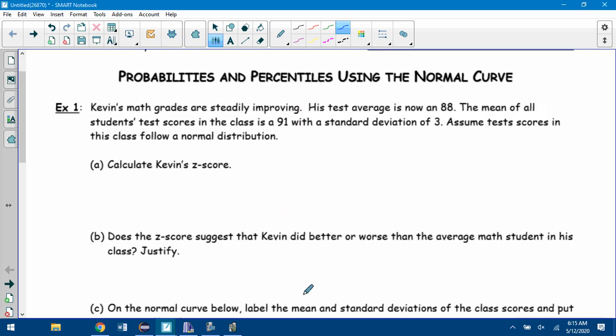It says Kevin's math grades are steadily improving. Good job, Kevin. His test average is now an 88. The mean of all students' test scores in the class is a 91 with a standard deviation of 3. Assume test scores in this class follow a normal distribution. Calculate Kevin's z-score. Okay, so z-score, like we just did. What's the observed value here? It'd be 88, his specific score, minus the mean, which is 91, divided by the standard deviation, which is 3. And if I calculate that, I'll get his z-score, which I can do in my head. 88 minus 91 is negative 3. Divided by 3, his z-score is negative 1.